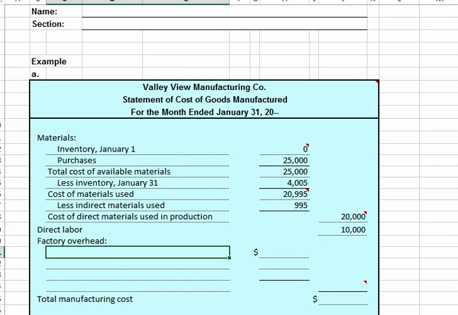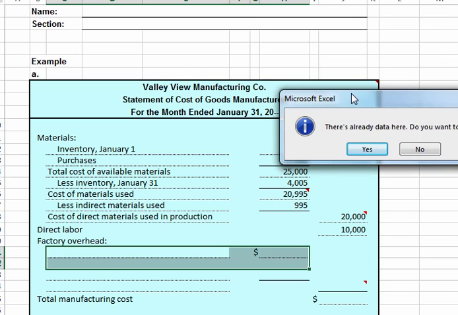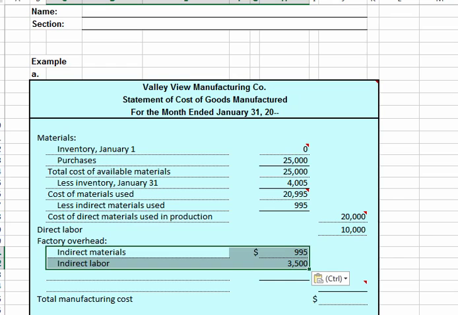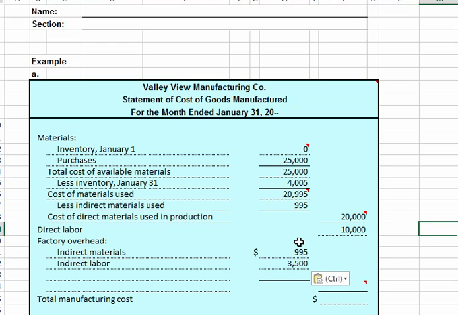Alright, we want to list indirect materials and indirect labor. Both indirect materials and indirect labor would be considered factory overhead. I went with $995. We've already seen that number for indirect materials. And then indirect labor, picked up $3,500. And you'll have to look for that in the factory overhead breakdown in your problem. And then I just went with an other category.